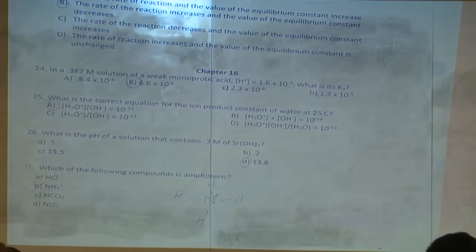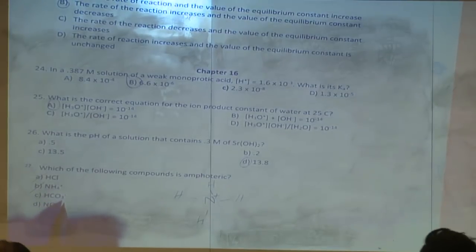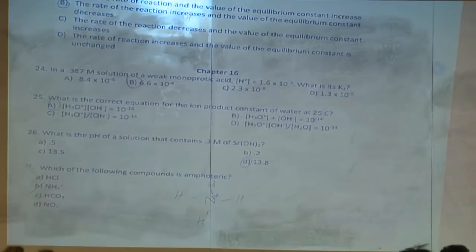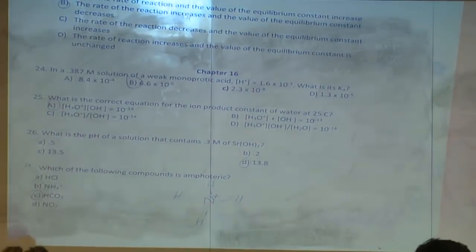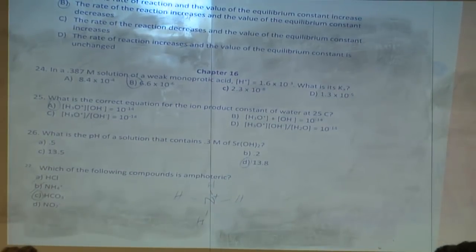Now HCO3 minus has an H, so it can act as an acid, and there's a negative here, so we know it can receive one more H and become neutral. So this one acts as an acid and a base. Now D is not amphoteric because there's no H for it to give, so it can't act as an acid. How do we get the K then?